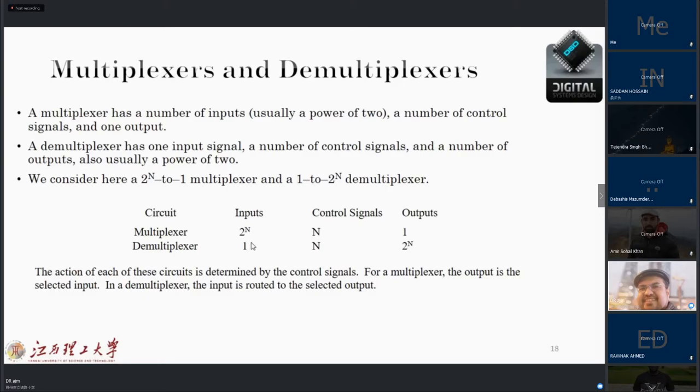Then in the circuits here, I show in a little table the difference between multiplexer and demultiplexer, which you can see. And the action of these circuits is determined by the control signal, in the sense that the control signal has the critical role for us to solve and to act. For a multiplexer, the output is some selected input, and in a demultiplexer, the input is routed to the selected output.